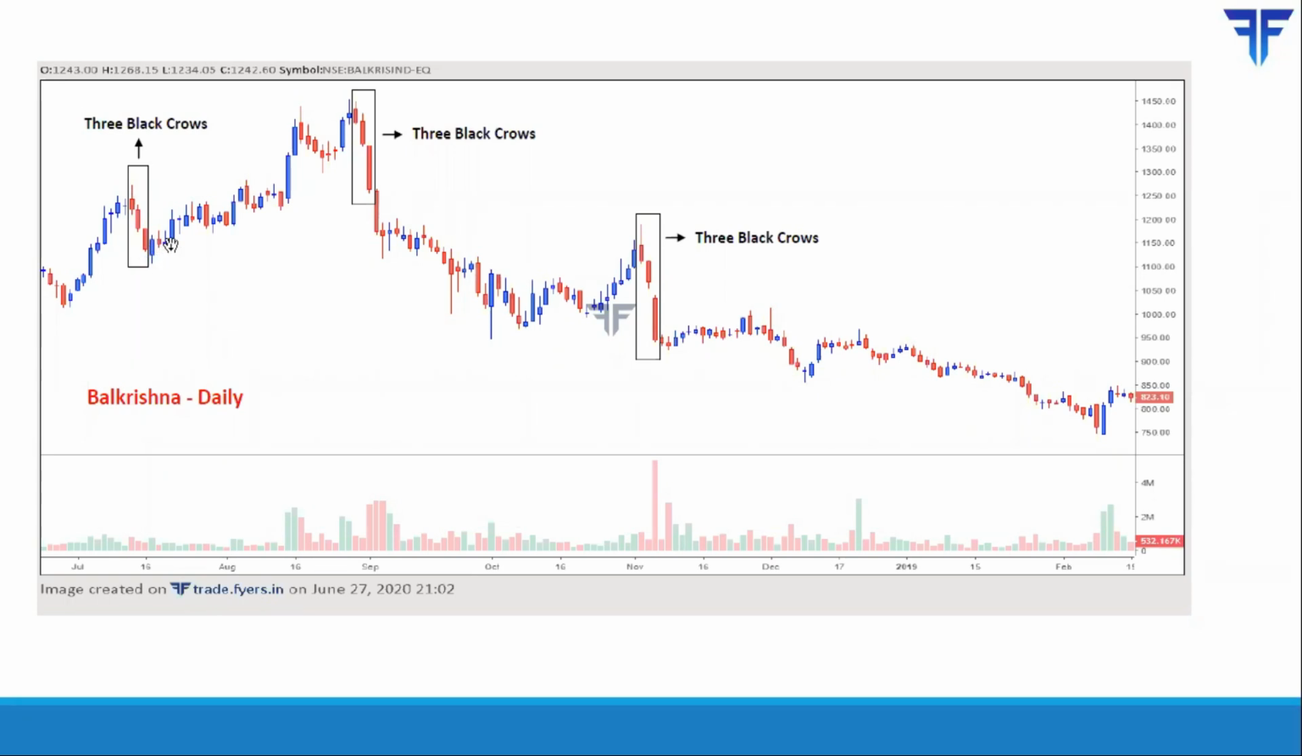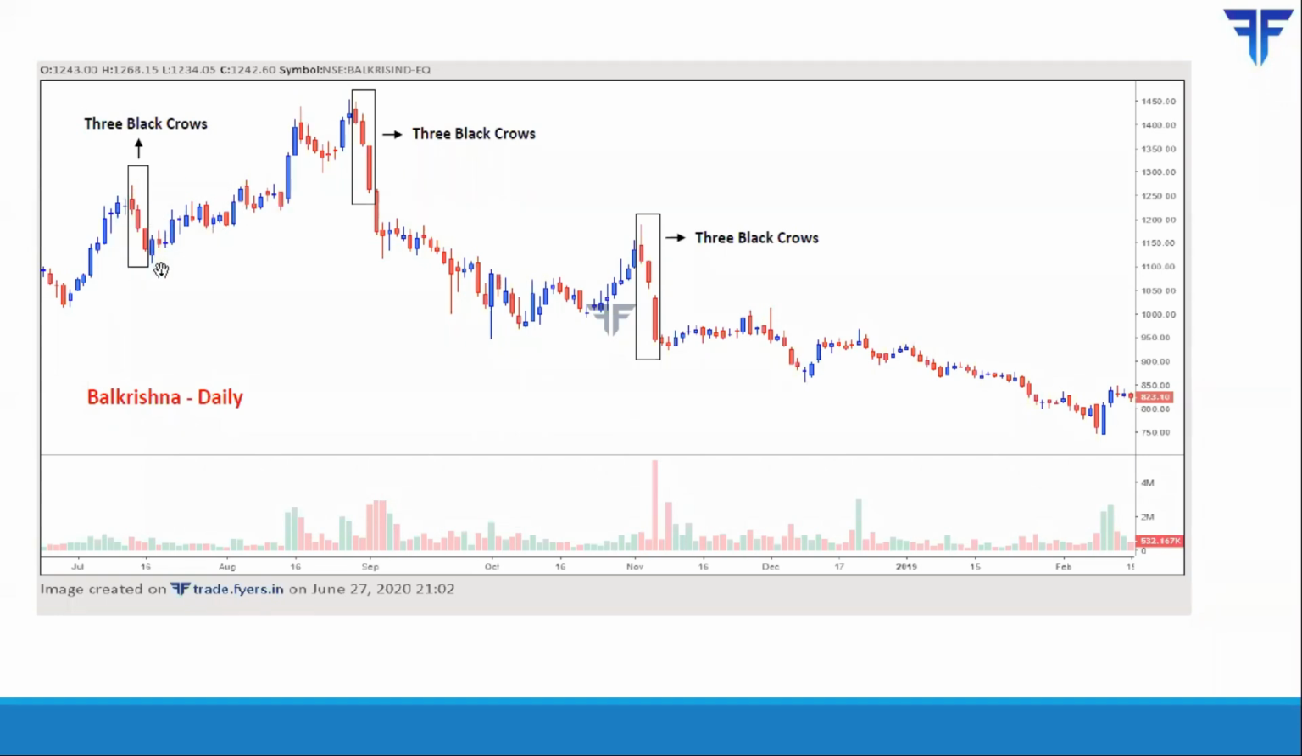But as you can see, price started rallying going forward. So a conservative trader, if he had calculated Fibonacci retracement of this fall, he would have exited somewhere over here. Whereas a trader who had higher risk taking ability would have placed the stop loss above the high of the three black crows pattern. Either way, this pattern failed and price went higher.